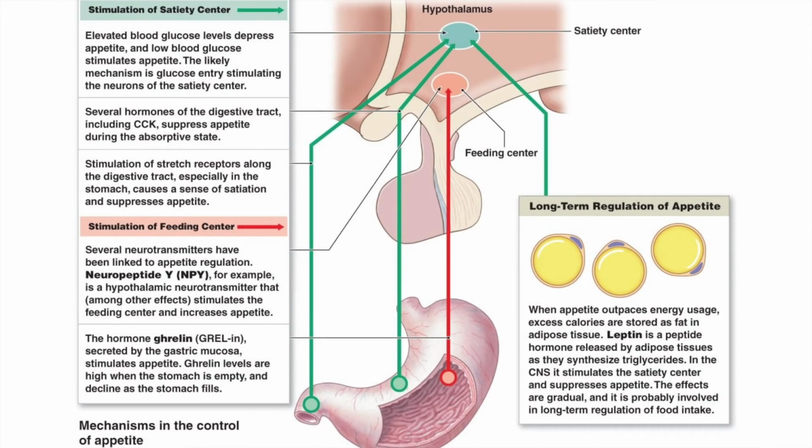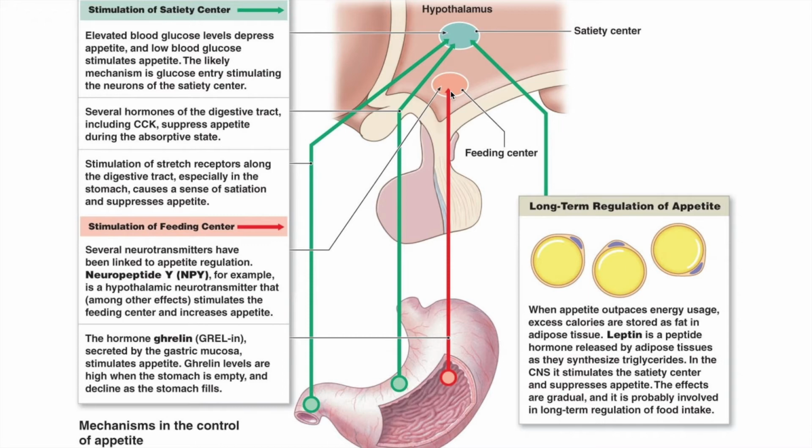The control of appetite is very complex, and if you can figure this out, I'm sure you'd win a Nobel Prize and be rich. Some things that we know: we have a feeding center, which is right here, that stimulates appetite, and we have a satiety center very near it. The satiety center is going to suppress appetite. These are both located in the hypothalamus.